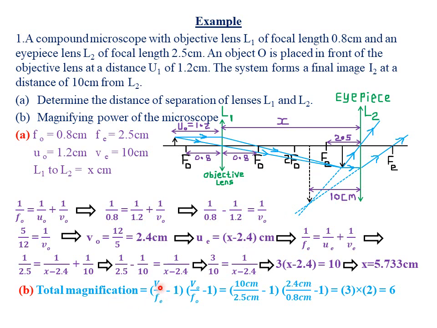So total magnification will be equal to VE over FE minus 1, that is the image distance of the eyepiece over the focal length of the eyepiece minus 1, multiplied by the magnification of the objective lens, which can be given by the image distance of the objective lens over the focal length of the objective lens, then minus 1. Remember, you can as well use just the value of magnification ME multiplied by MO. You can also use VE over UE, then multiplied by VO over UO.